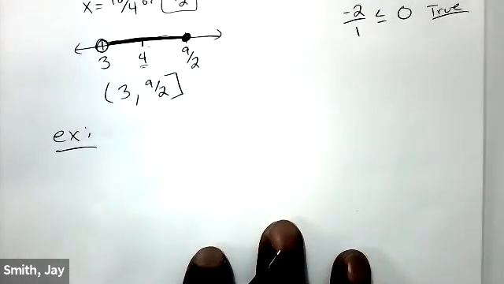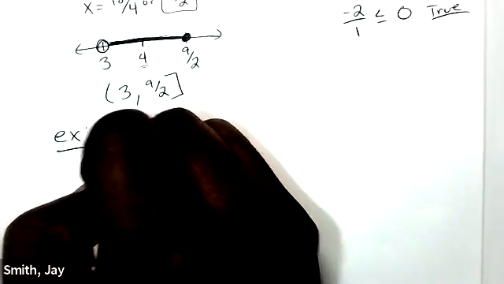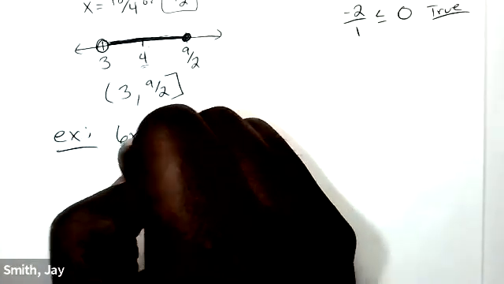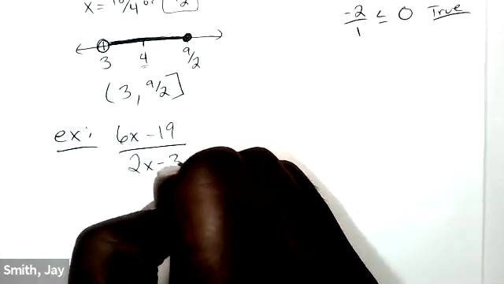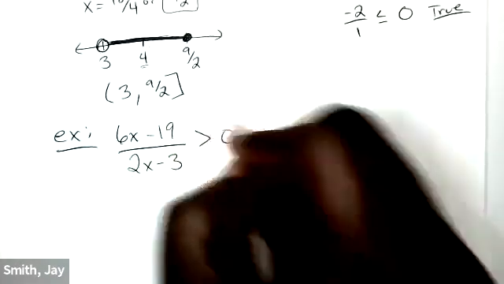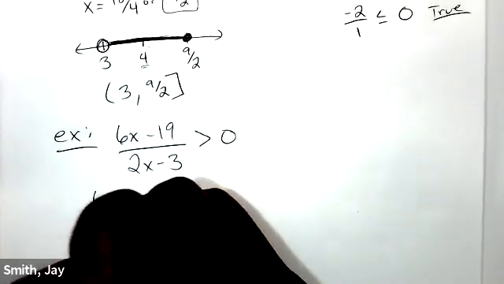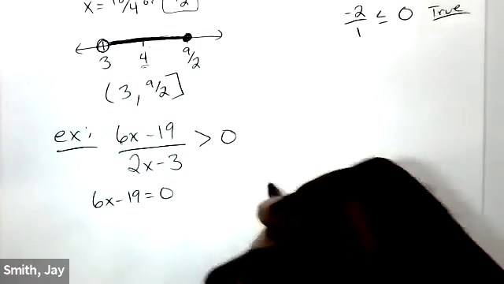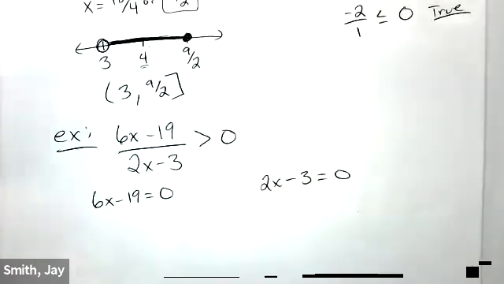Another example, same type, rational inequalities. We have (6x - 19) divided by (2x - 3), and this one's strictly greater than 0. All right, so just like we did before, we're going to take our numerator and set it equal to 0. In this case, 6x - 19 is equal to 0. And my denominator, 2x - 3, setting that equal to 0.